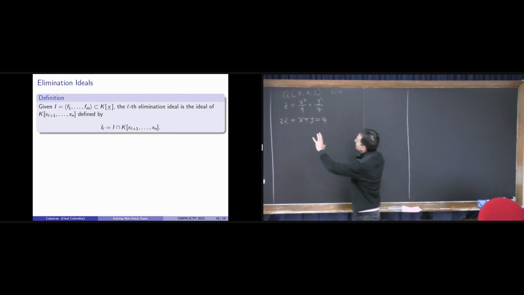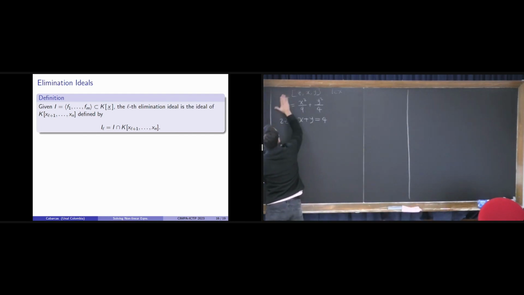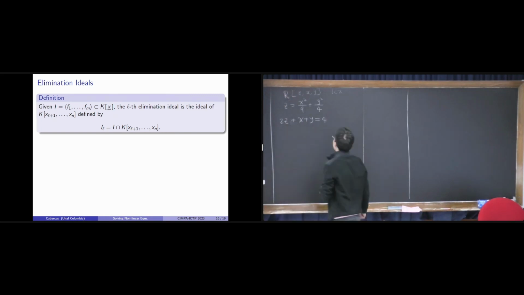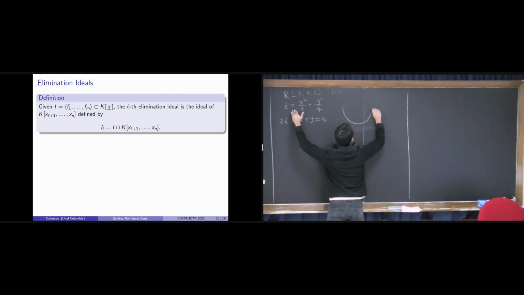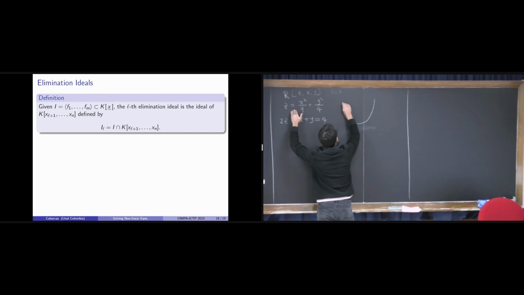So even we can think of this in the reals, so that we can actually draw a picture of these. So we have an idea of how this looks. I'm not going to try to draw it perfectly, but this is an elliptic paraboloid. So it's something like this.